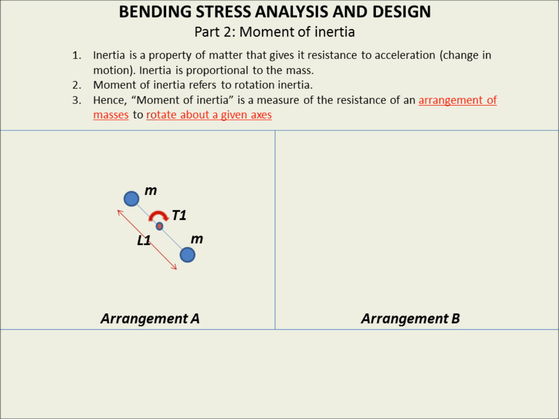Let's consider arrangement B made up of the same masses with the same distance L1 between them, but we move the axis of rotation closer to one of the balls. Now what happens? Again, this is still a thought experiment. And I think that with just a bit of intuition, we can tell that arrangement B will require more torque to rotate than arrangement A. Again, we're developing an intuitive feel for this idea of an arrangement of masses rotating about a given axis, and what are the parameters that make it such that one arrangement offers more resistance than another arrangement, right?